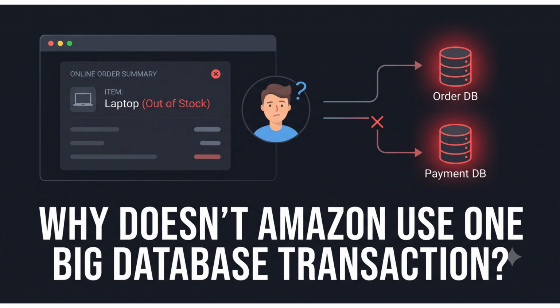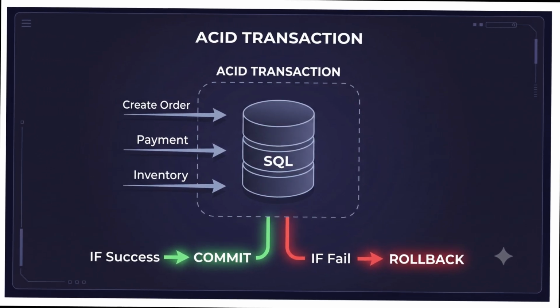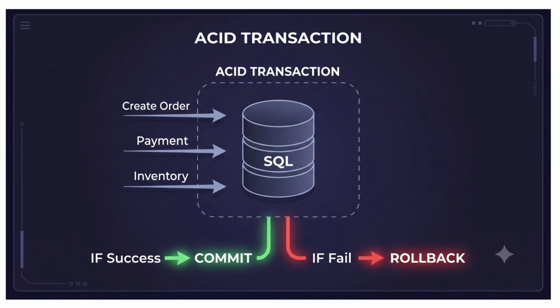Now let's learn how Amazon handles orders without database transactions. The Saga Pattern. Imagine you buy a laptop from Amazon. Your payment is successful, but just a second later the warehouse discovers the laptop is out of stock. Now the system has a problem. The order has already been created, the payment has already been completed, but the product cannot be shipped.